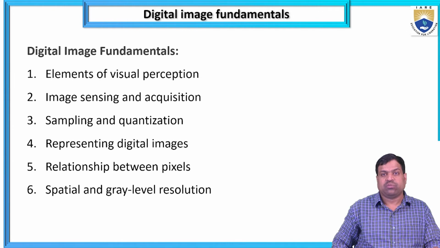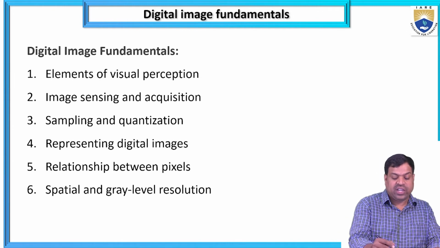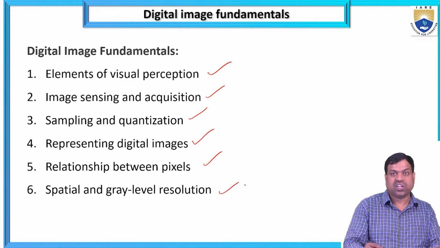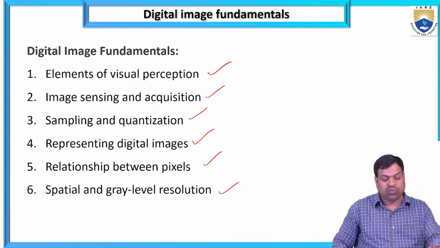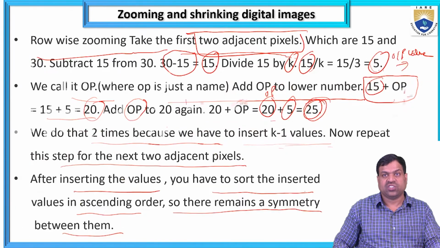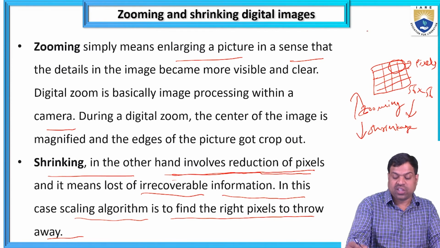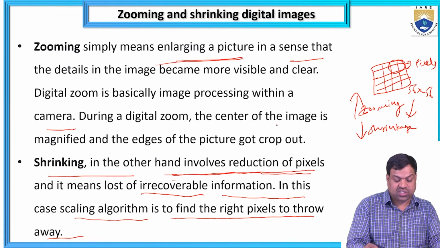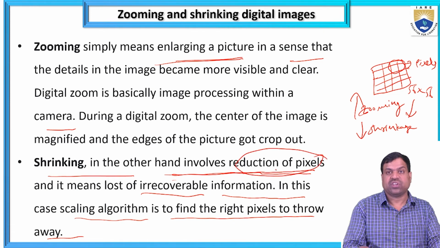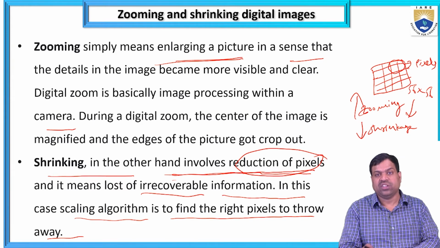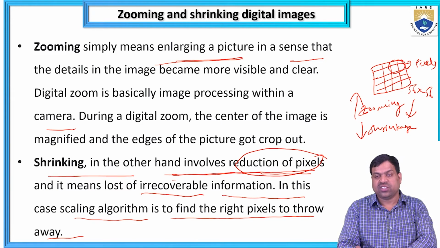So there are many types of digital image fundamentals: elements of visual perception, image sensing and acquisition, sampling and quantization, representing digital images, relationship between the pixels, spatial and gray levels. Before going to these, we have discussed zooming and shrinking. Zooming means enlarging a picture and shrinking means we are reducing the pixels. Sampling and quantization also play a major role in applying zooming and shrinking, so we have to discuss sampling and quantization also.